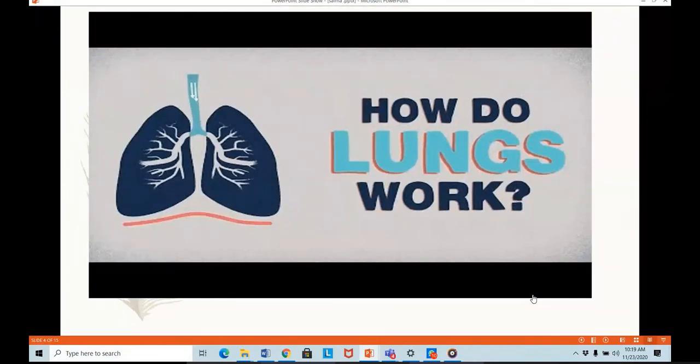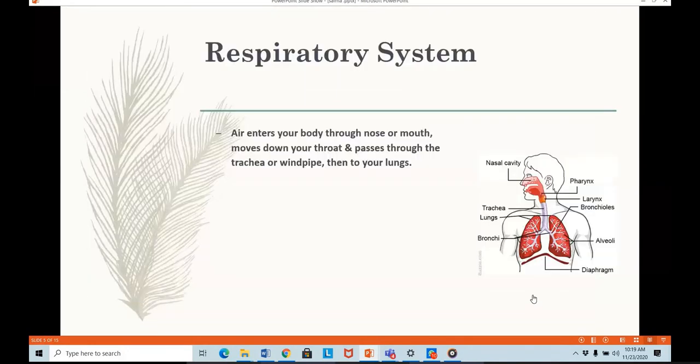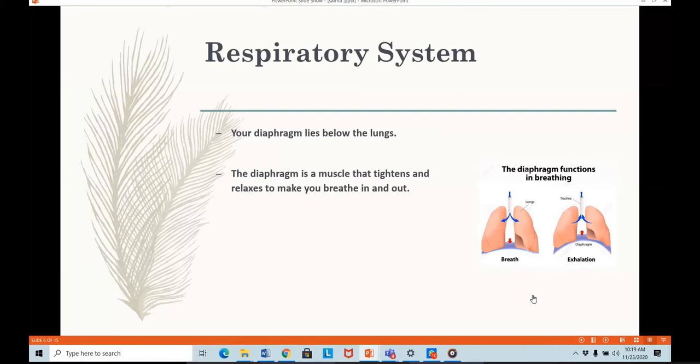How do lungs work? Air enters your body through a nose or mouth, moves down your throat and passes through the trachea or windpipe, then to your lungs. Here I put a picture, you can see how the process works. The diaphragm lies below the lungs. You can see the diaphragm below the lungs. The diaphragm is the muscle that tightens and relaxes to make you breathe in and out.